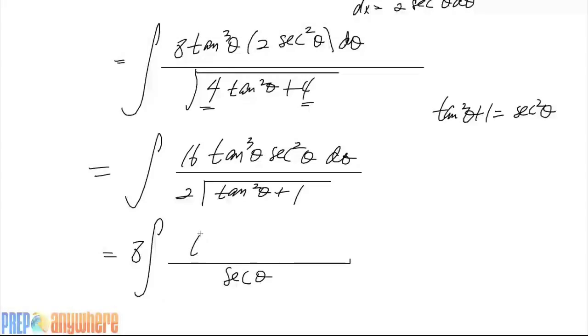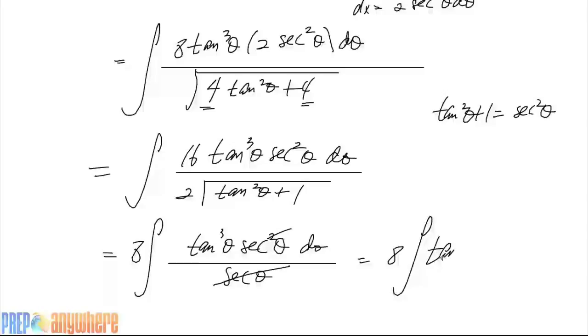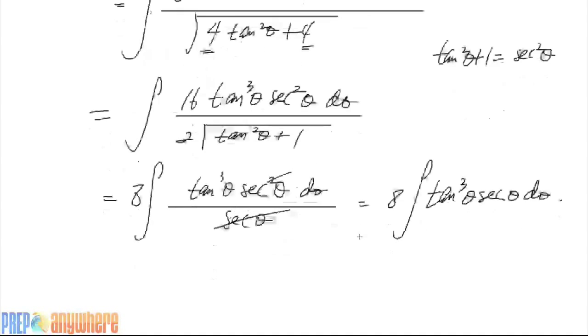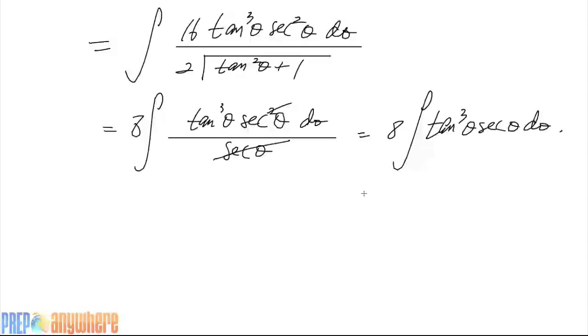We have tangent cubed theta and secant squared theta on top, so we can reduce that with this. We're left with tangent cubed theta secant theta d theta. So with all that work, we've now turned it into a trig integral question. What's the next step?